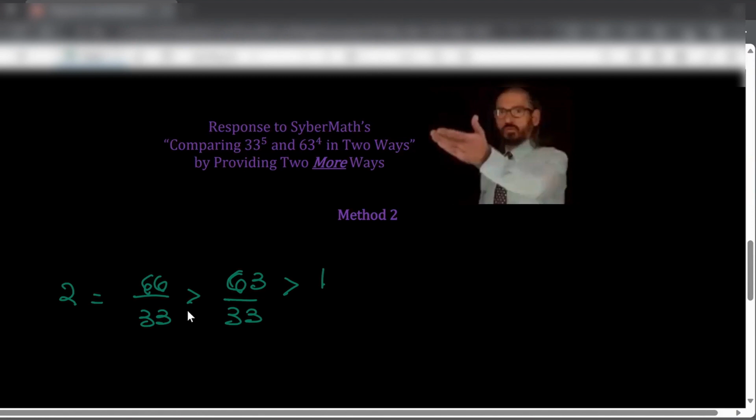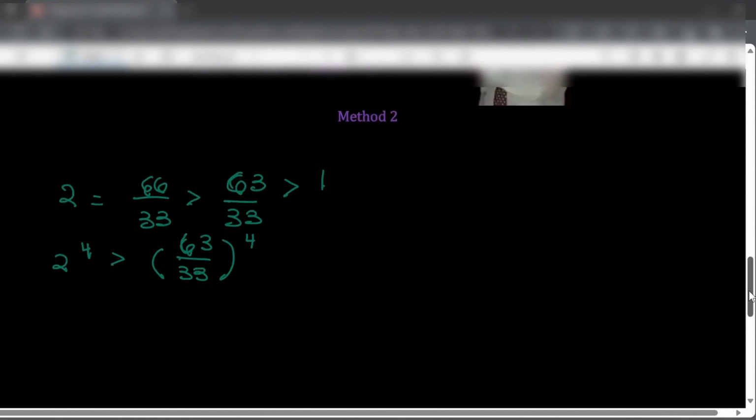Why is that important? Think about graphs of things like y equals x squared, y equals x cubed, so on. When what you put in for x is greater than 1, then when you raise it to a power, you're going to get something greater than what you started with. So that's going to be greater than 1. Therefore, 2 to the 4th is greater than 63 over 33 to the 4th power. 2 to the 4th is equal to 16.